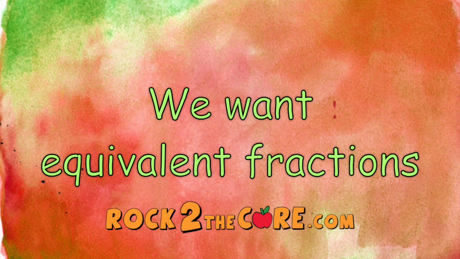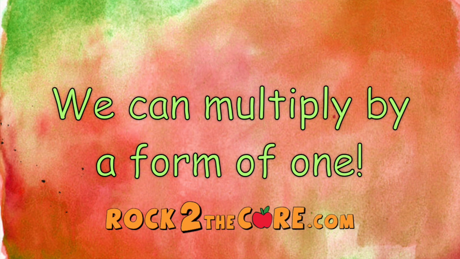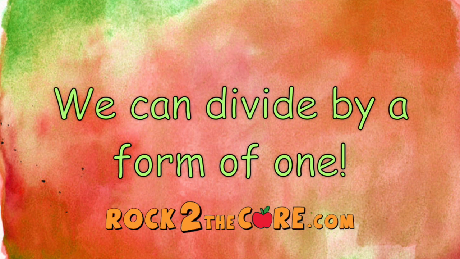We want equivalent fractions, and how do we get that done? We can multiply by a form of one. We can divide by a form of one.